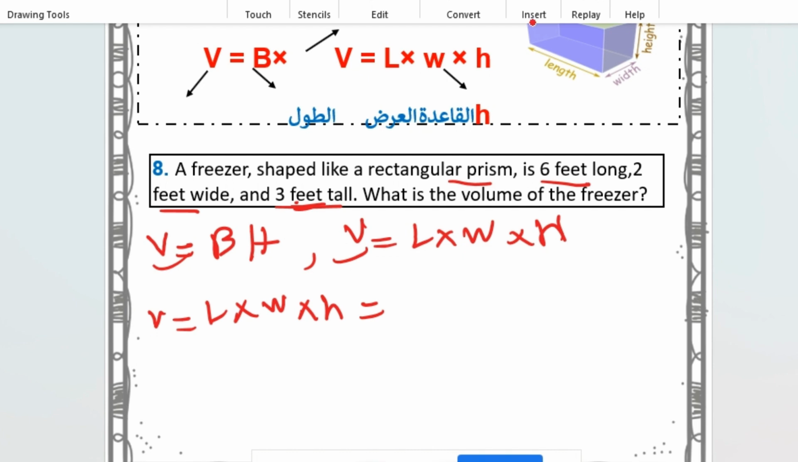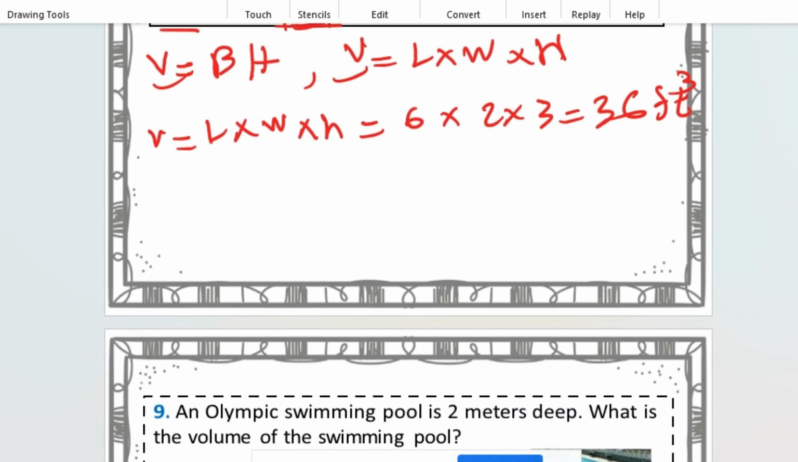So the volume is 6 times 2 times 3, which is 36. And we don't forget our unit, our cubic unit, feet cubed. So this is the first question and it's pretty straightforward. Just write the formula and substitute immediately.